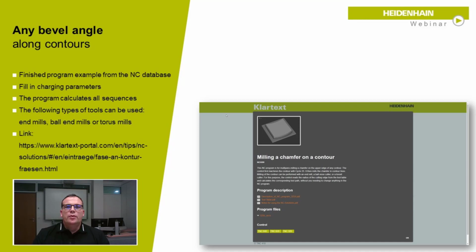And this is the example from our NC solution database. There we find milling a chamfer on a contour. There we can use a different angle or a different length of the chamfer, and this will be automatically calculated on a contour which I can define in a label. And this is a very good thing to help us with the programming directly on the machine.